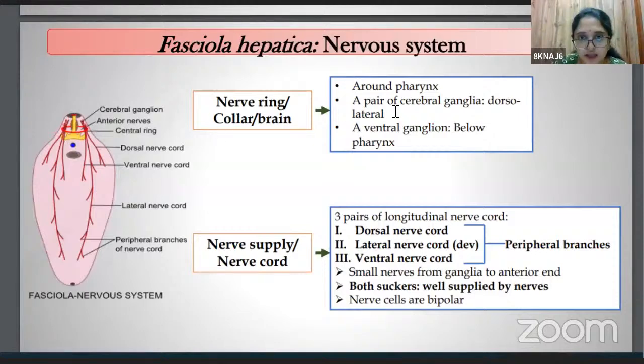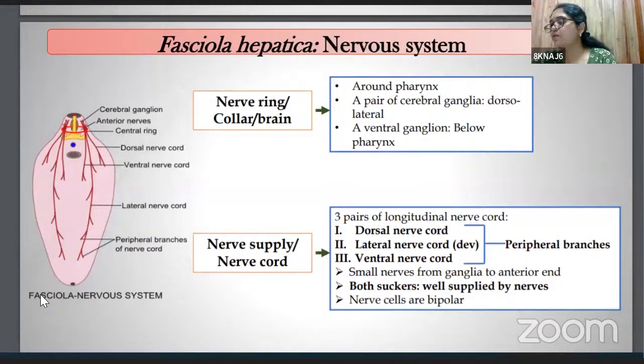A pair of cerebral ganglia are present, dorsolateral in nature. So you have a dorsal and a ventral nerve cord. This is the dorsal, this is the ventral, this is the lateral nerve cord. So there are three pairs of longitudinal nerve cords, like I told you. It is the dorsal, the ventral, and the lateral.